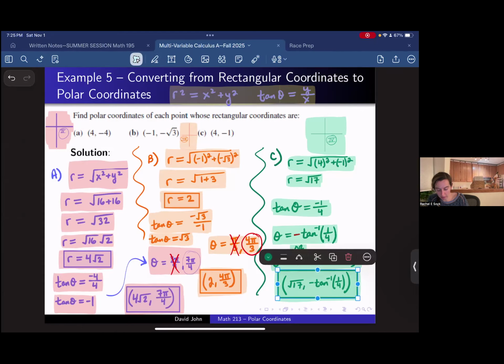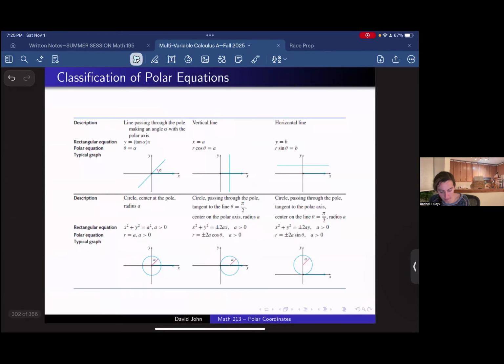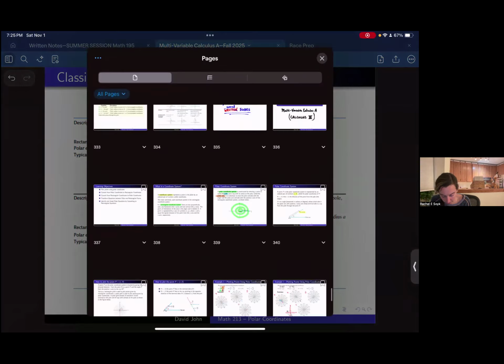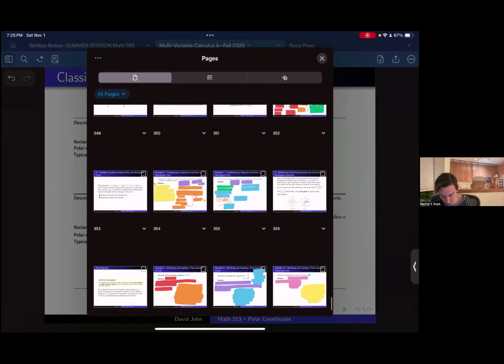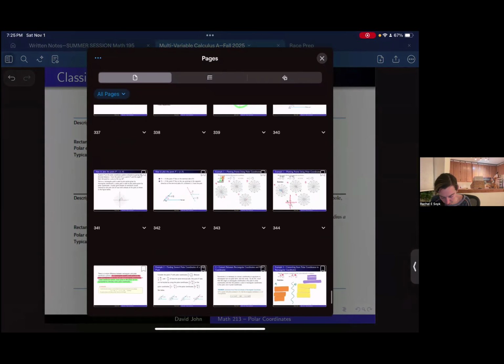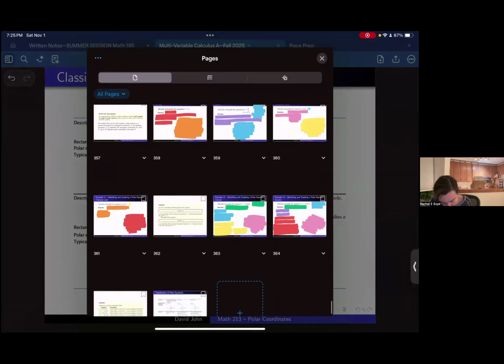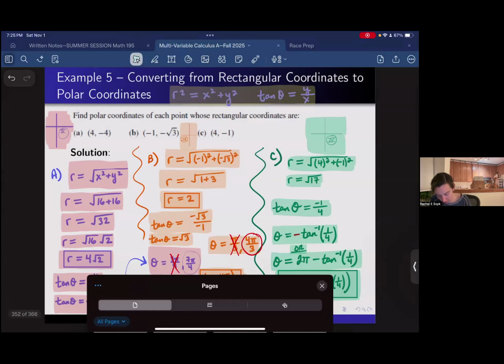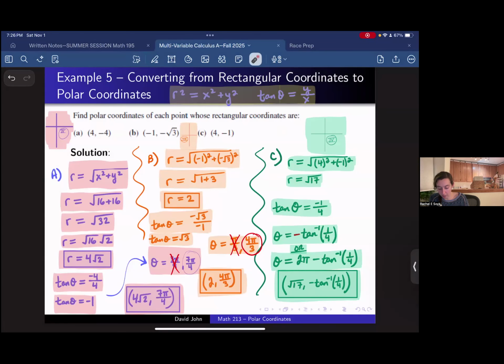And so our final coordinate is going to be square root of 17, comma, negative tan inverse of 1/4. And we are done. So that was example 5.